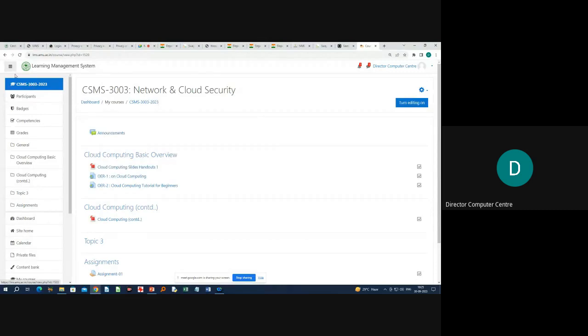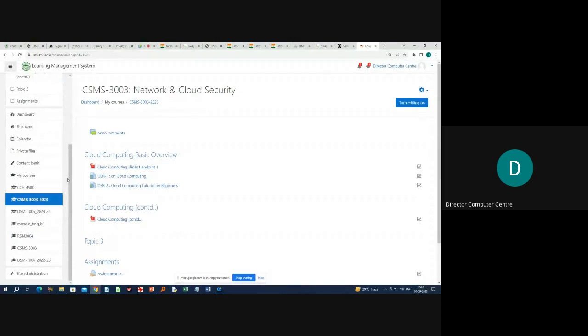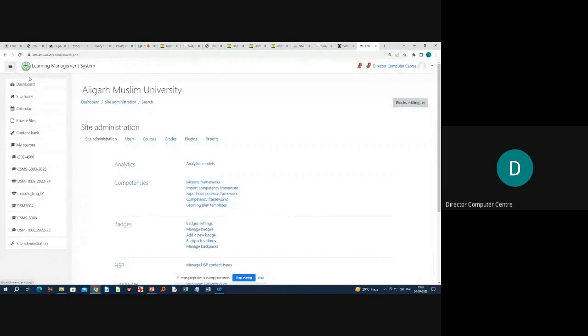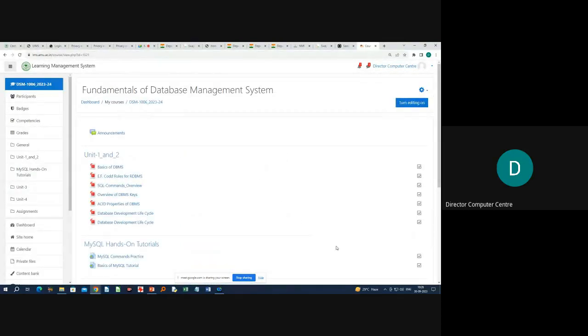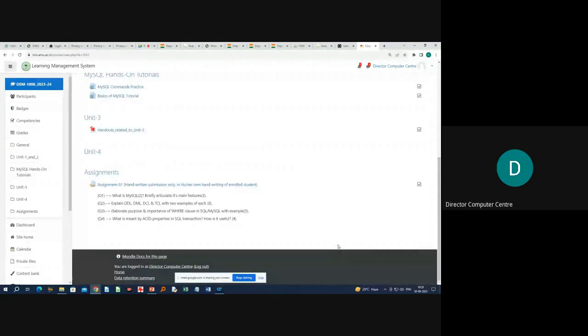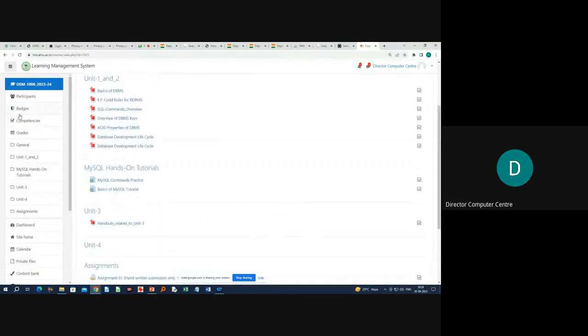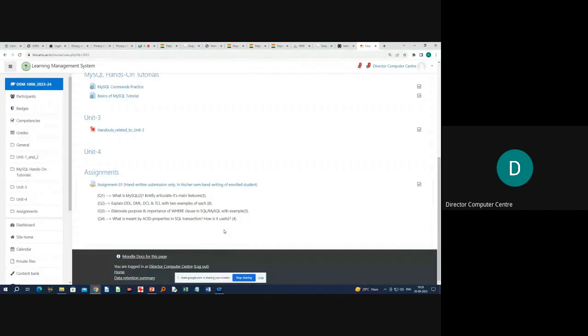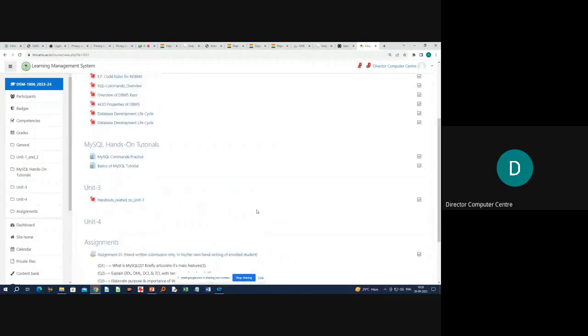And for a student, when he logs in, he will see the student's dashboard, and in it you can see all the courses available for that particular student. Likewise, I'm teaching another course on database management system. Here, I have given an assignment, but I'm making sure that the students submit in their own handwriting so that copy-paste can be avoided. When the student submits the assignment, he will upload it. He doesn't have to come to me. He can upload and I can view after logging in.